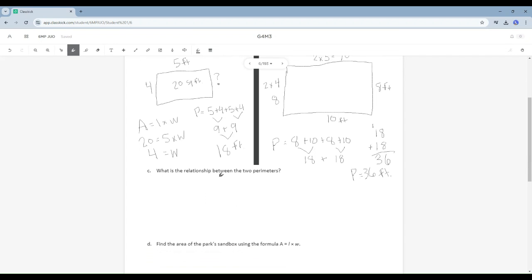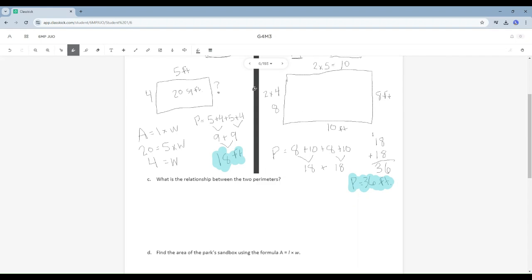Letter B says, what is the relationship between the two perimeters? So let's compare the perimeters from letter A and letter B. Well, I notice that in letter A, our perimeter is 18 feet, and our perimeter over here is 36 feet. Let's refer back to what we did to the side lengths up here. So we went from 4 to 8 because it was twice as wide, and we went from 5 to 10, which is twice as long. And if I notice, 36 is 2 times 18. So since we doubled every edge from part A over to part B, the perimeter also doubled.